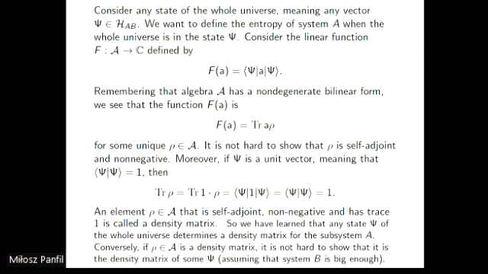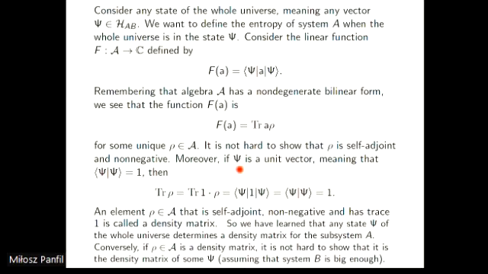We want to define the entropy of system A when the whole universe is in the state psi. We consider the linear function on the algebra of observables of system A that takes an operator to its expectation value in the state psi. Remembering that the algebra A has a non-degenerate bilinear form, we see that the function f of a is the trace of a times rho for some unique rho in the algebra. It's not hard to show that rho is self-adjoint and non-negative.